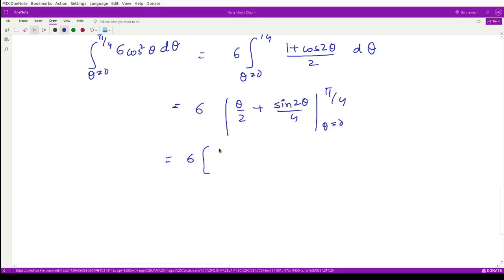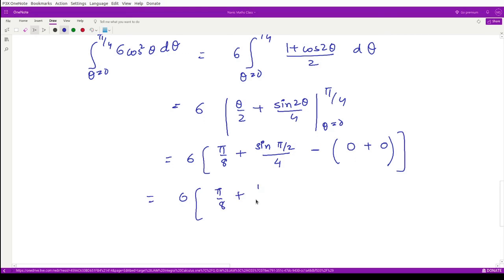So finally it would be equal to 6 as such. When you substitute the upper limit, it would be pi by 8, and when you substitute the upper limit in this term, sine 2 into pi by 4, that means sine pi by 2, divided by 4. This is the upper limit, and when you substitute the lower limit, it would be 0 plus sine of 0, 2 into 0, that would be sine 0. So this term would be 0. So we have 6 into pi by 8. Now sine pi by 2 is 1, so we have 1 by 4. So this term becomes equal to 3 pi by 4 plus 1 by 2. So this is the value of the area of the given region that was required in the question.